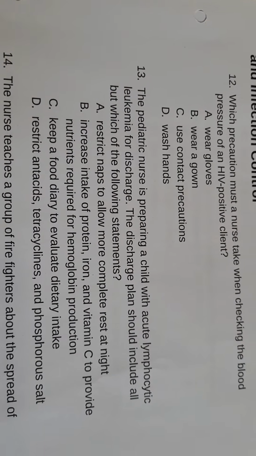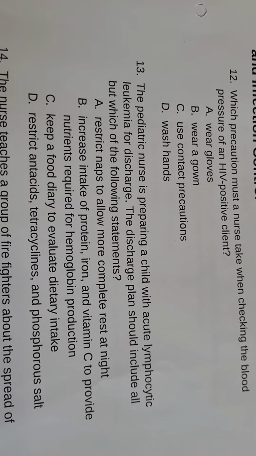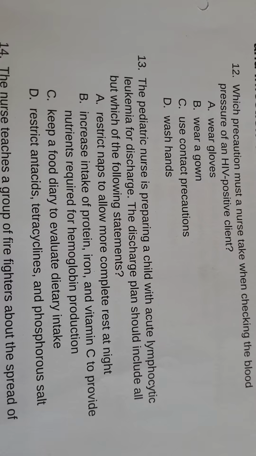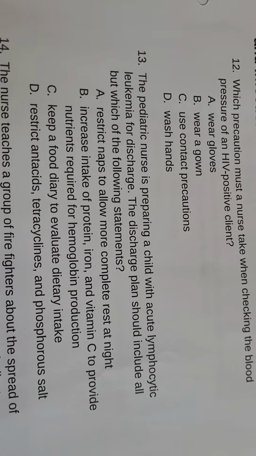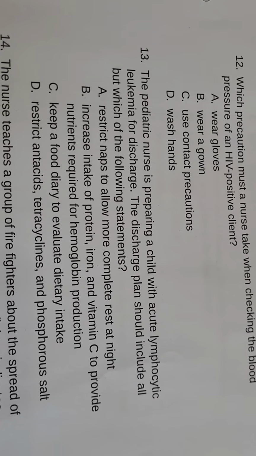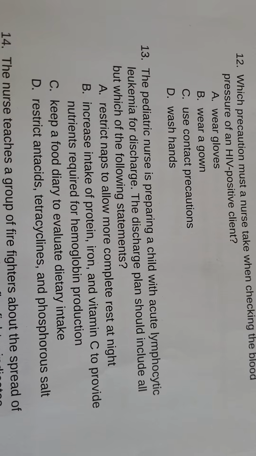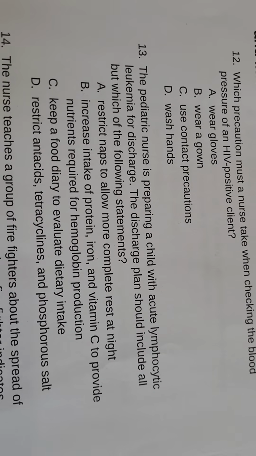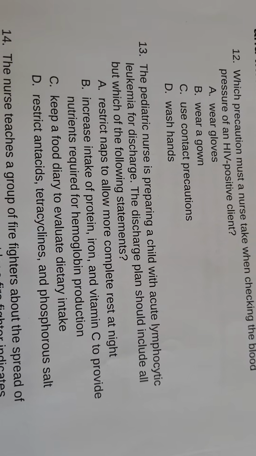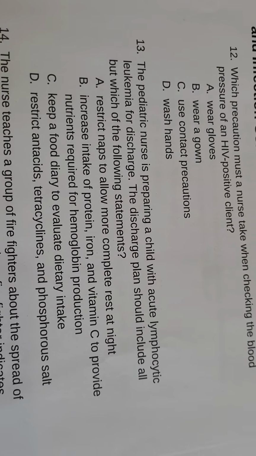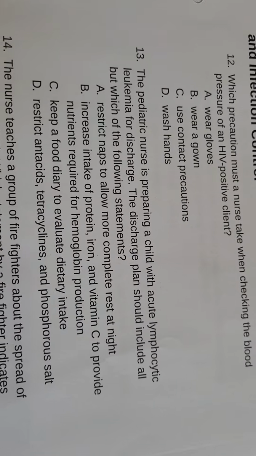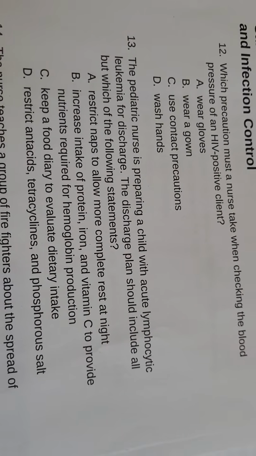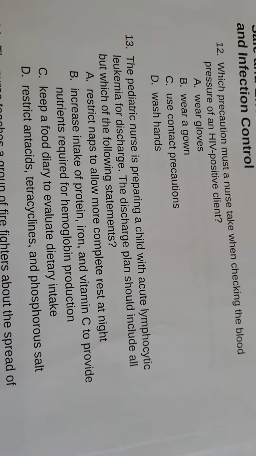So number A, restrict naps to allow more complete rest at night. Number B, increase intake of protein, iron and vitamin C to provide nutrients required for hemoglobin production. Number C, keep a food diary to evaluate dietary intake. Number D, restrict antacids, tetracyclines and phosphorus salt. So one option is incorrect, but that is the correct answer. Which one is it, we will check.